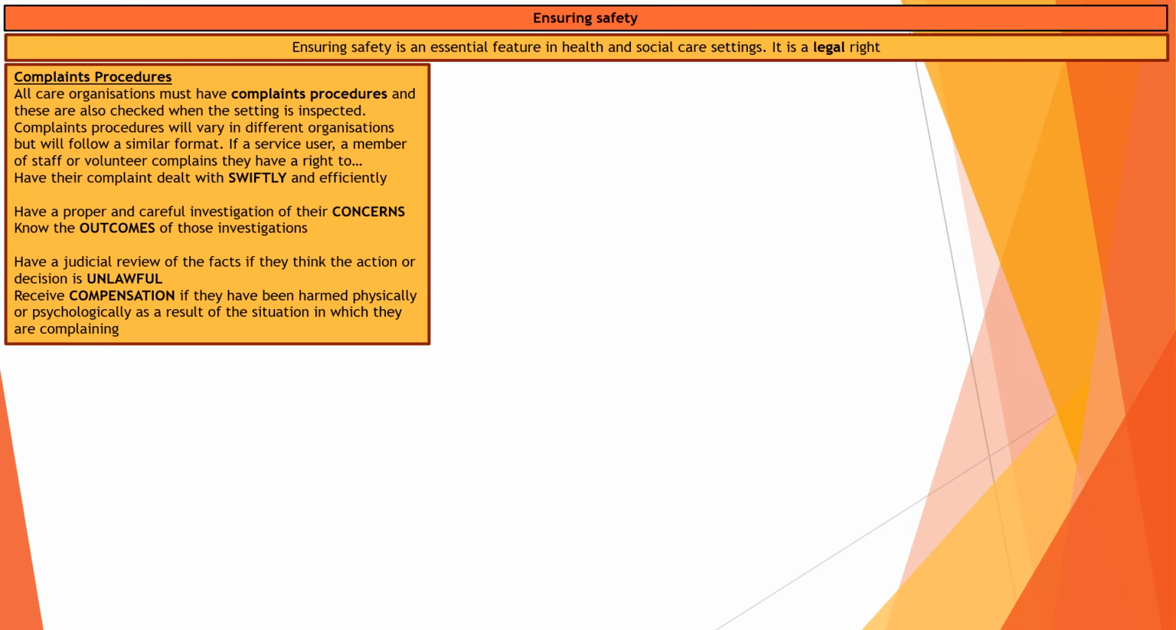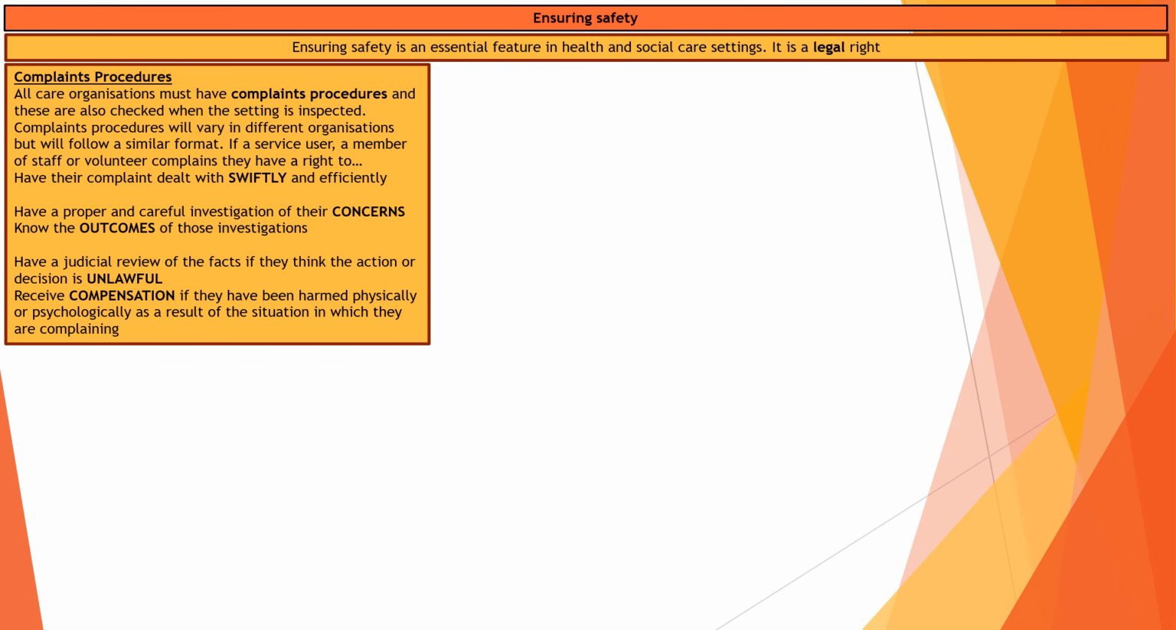Often if someone makes a formal complaint, they have to be dealt with quickly. They have to show outcomes have been met or concerns have been acknowledged. And essentially, again, this will be something else that CQC and inspectors will look at. Is there a complaints process? Are people making complaints? Are they being dealt with?